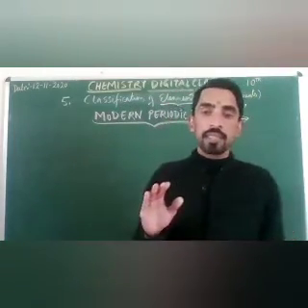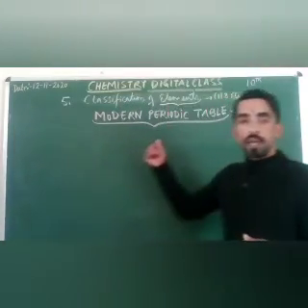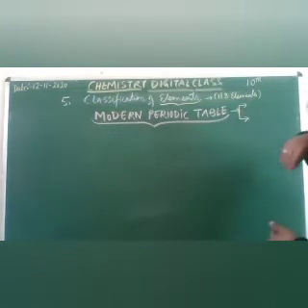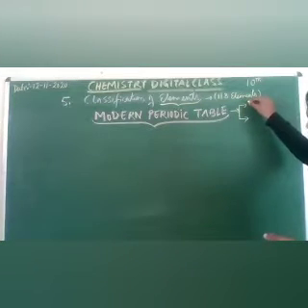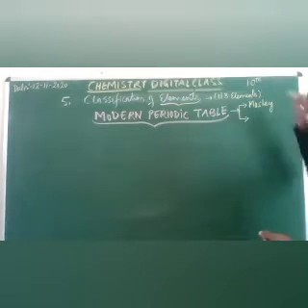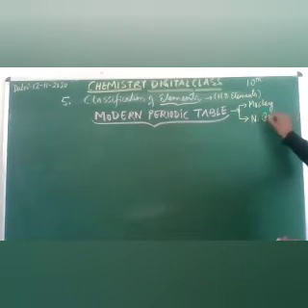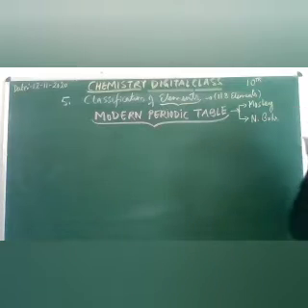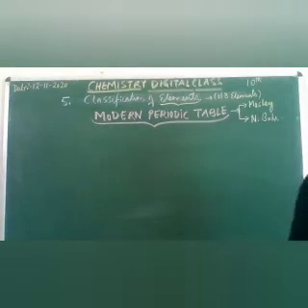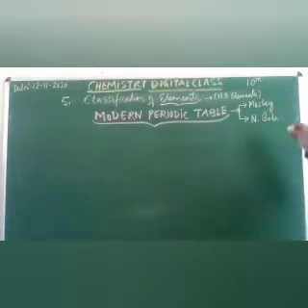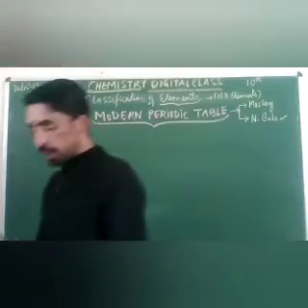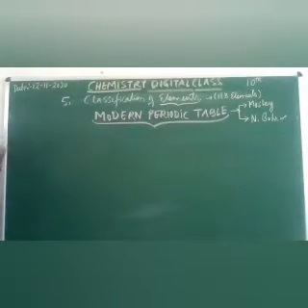Now by keeping those limitations in mind, the modern periodic table is the next table, which was contributed by 2 scientists. First is Henry Moseley, and second is Neil Bohr, whose name you have already heard. Where did you hear it? In class 9. In which chapter?